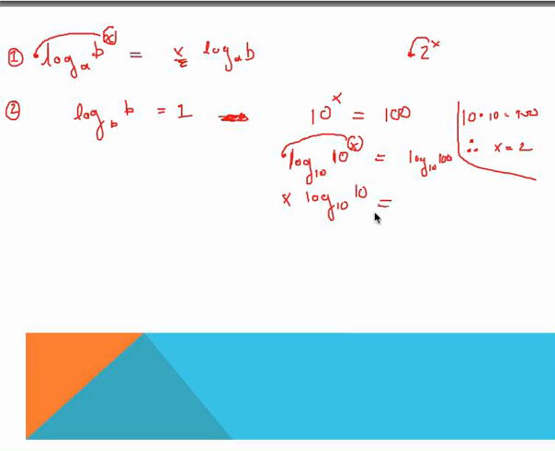Okay. Now I know that log base 10 of 10 is equal to 1. So I can forget about that. And I've accomplished what I set out to accomplish, which was to get x on its own. I want x on its own so I can solve this problem. So x is equal to log base 10 of 100.